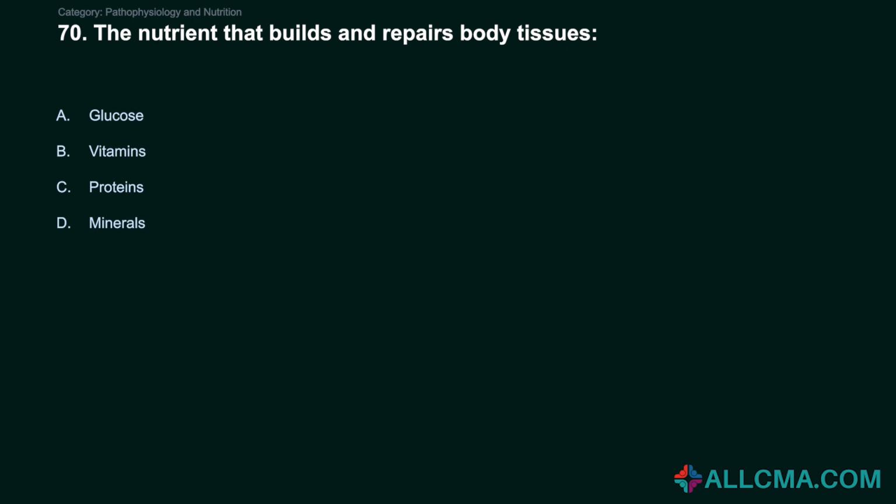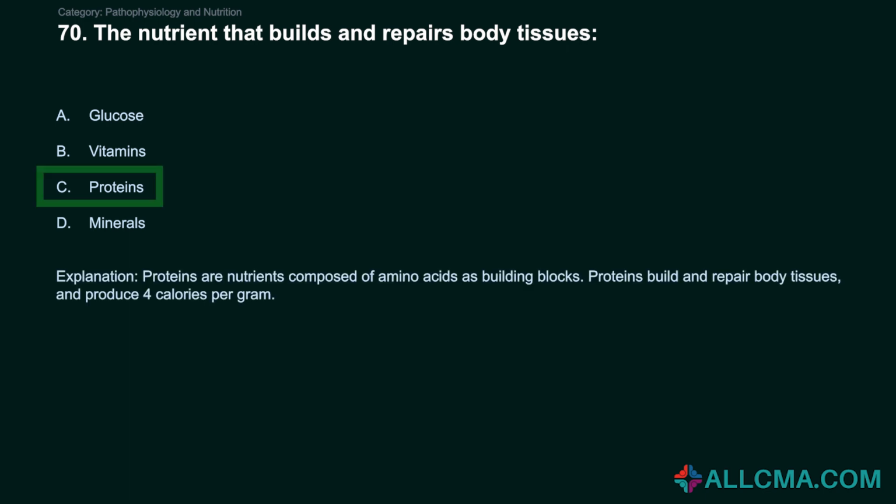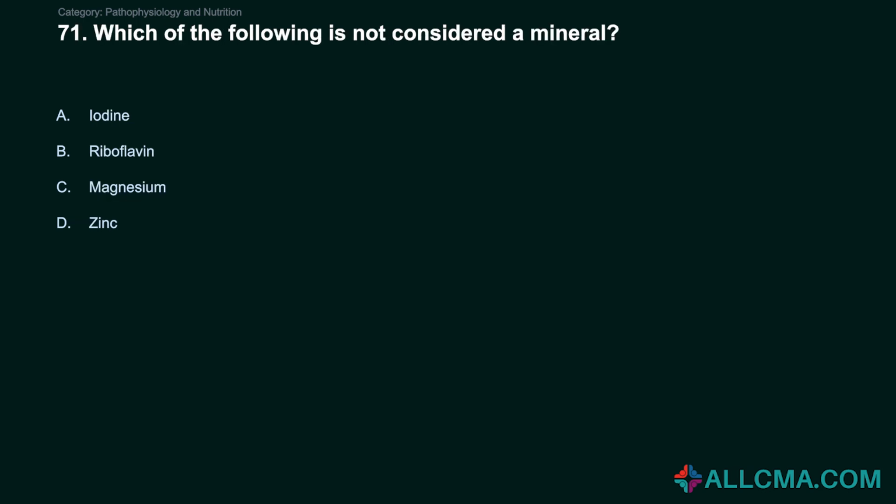70. The nutrient that builds and repairs body tissues. A. Glucose. B. Vitamins. C. Proteins. D. Minerals. Correct answer, C. Proteins. Proteins are nutrients composed of amino acids as building blocks. Proteins build and repair body tissues, and produce 4 calories per gram.